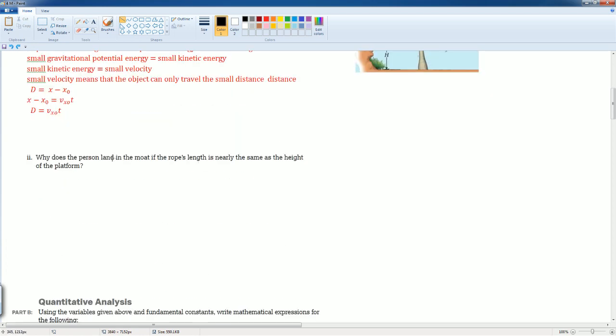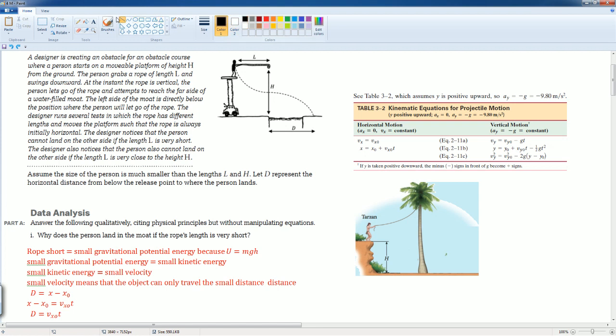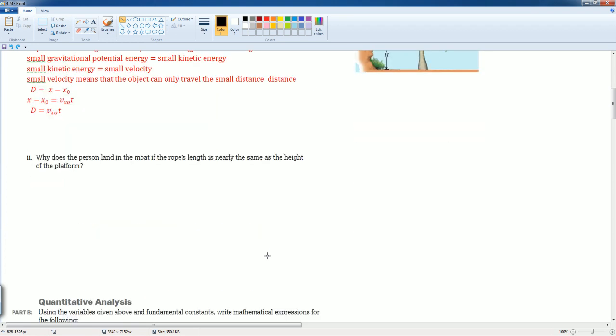Why does the person land in the moat even if the rope length is nearly the same height as the platform? So this is saying this is super long, right? So it's going to swing super long. So the person should go super far. All right, let's see the math. Well, it's going to be the same equation as before. The distance traveled is going to be based on the velocity in the x direction, naught, times time.